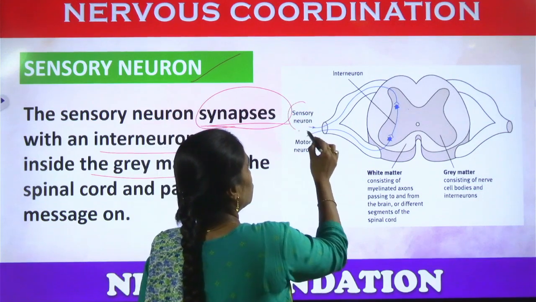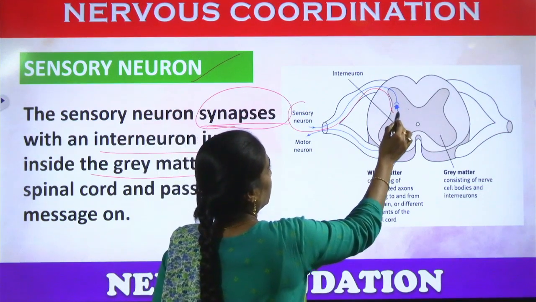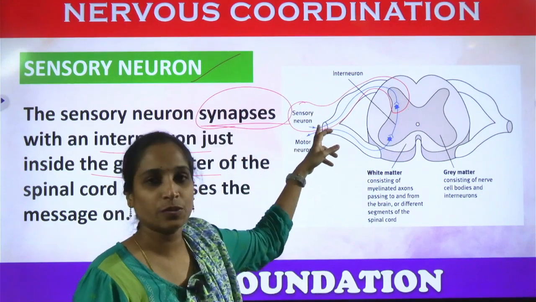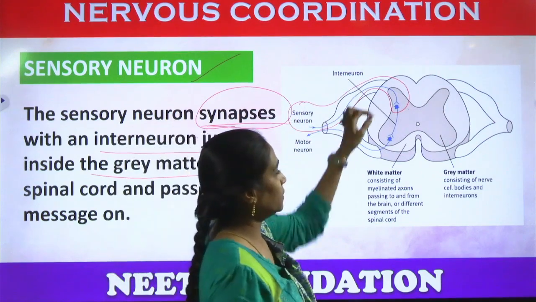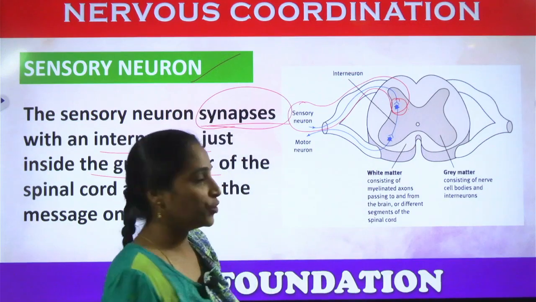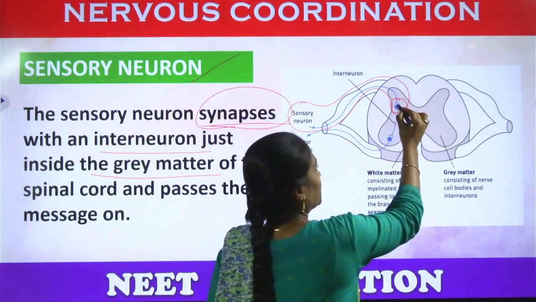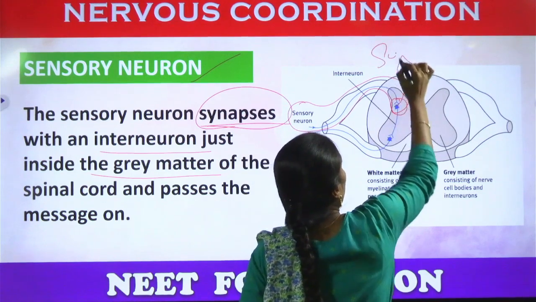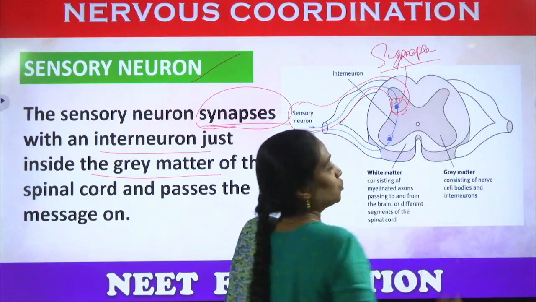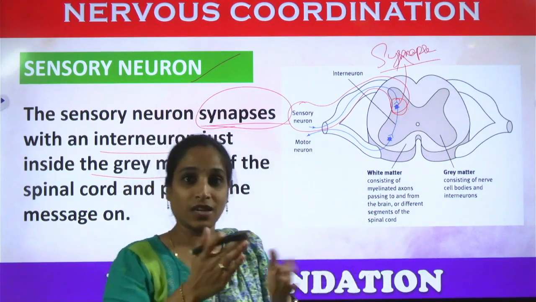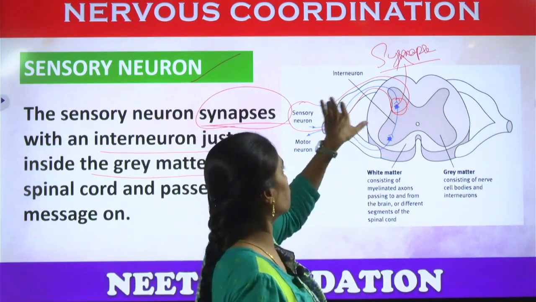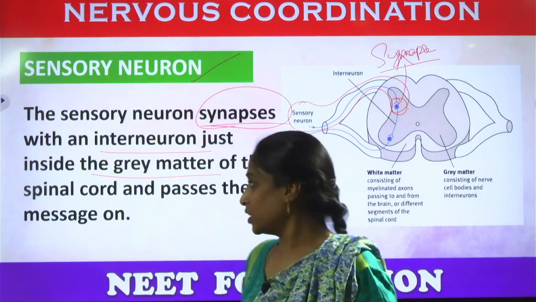The dorsal root region is attached to the interneuron. In the dorsal root region, which kind of neuron is present? The sensory neuron is attached near one end of an interneuron. So this creates a kind of synapse. Yes, so this is the synapse where we can observe the transfer of messages from one neuron to another neuron. That is the function of a sensory neuron. Okay.